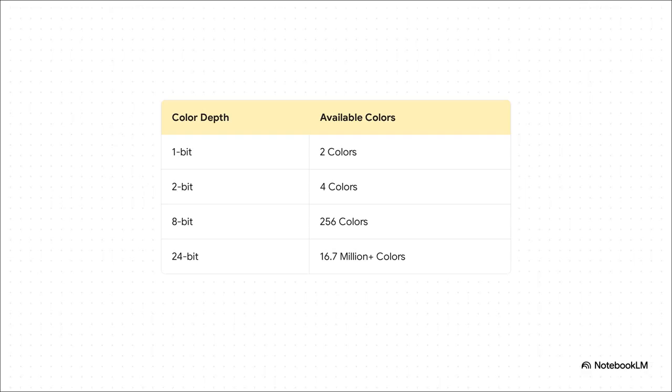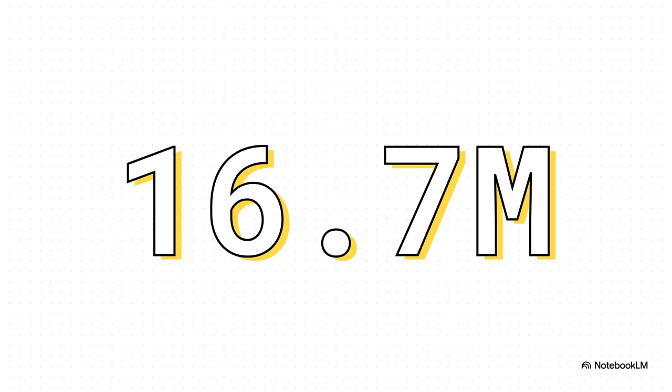And check this out. Look at how quickly the number of colors just explodes. With just 1 bit, you get 2 choices, black or white. Simple. At 8-bit, you get 256 colors. You know that classic retro video game look? That's 8-bit. But when we jump to the modern standard, which is 24-bit, the number of available colors skyrockets to over 16.7 million. That's what we call true color. It's a palette so huge that it actually contains more shades than the human eye can even tell apart. It's the secret to why modern digital photos look so incredibly real.